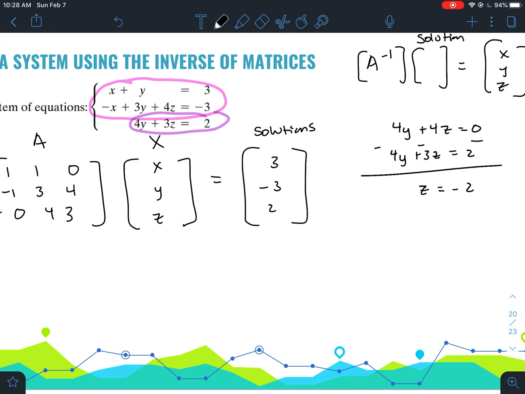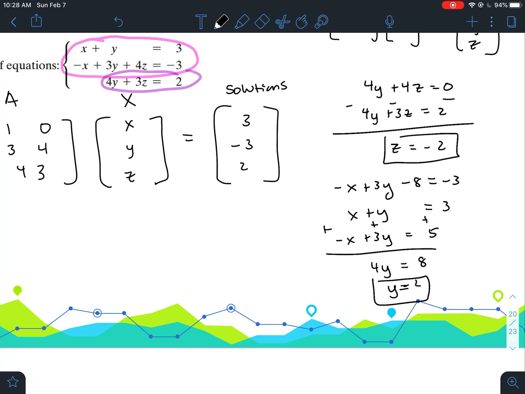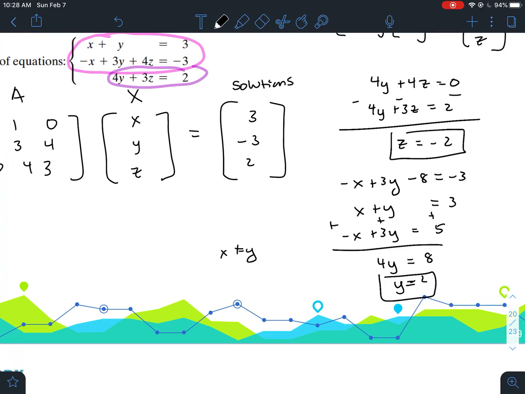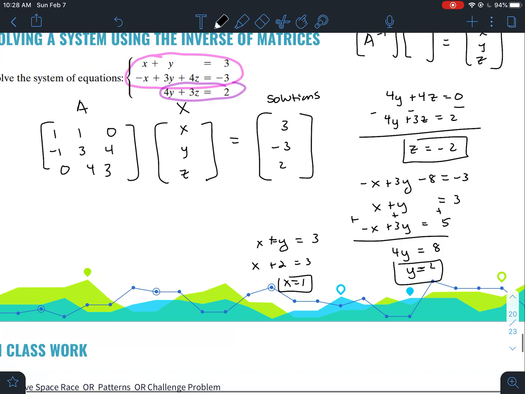Now, if I took that and plugged it back in, I would get negative x plus 3y minus 8 equals negative 3, and I would have x plus y equals 3. I'm going to add the 8 to the other side, and I would get negative x plus 3y equals 5, and then I can add these together to eliminate the x's, and I would get 4y equals 8, so y is equal to 2. So I have y is equal to 2, z is equal to negative 2, and I know that x plus y equals 3 from that first equation. So x plus 2 equals 3, so x is going to equal 1. So the solution to this system would be 1, 2, negative 2.